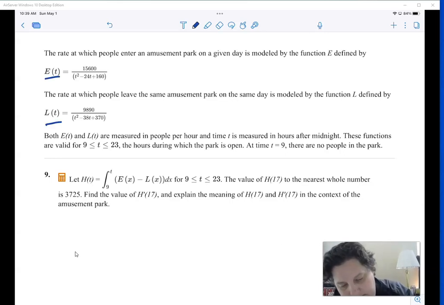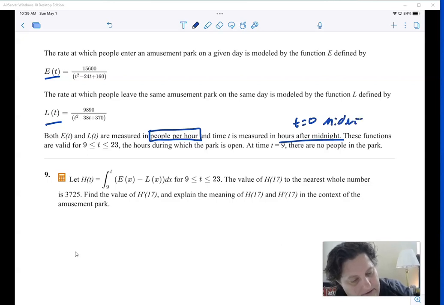The rate at which they leave is L. They're measured in people per hour, and time is measured in hours after midnight. So time 0 is midnight. These functions are valid from 9 to 23, so that's like 9 a.m. and 11 p.m., I guess. At time equals 9, there are no people in the park.